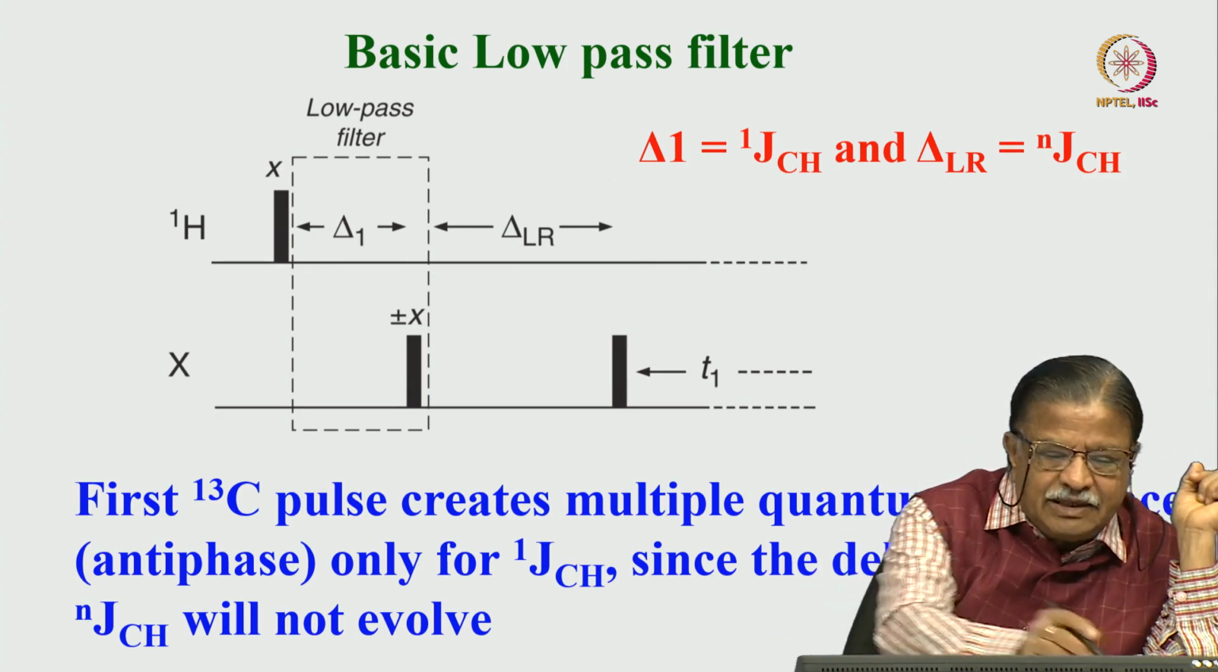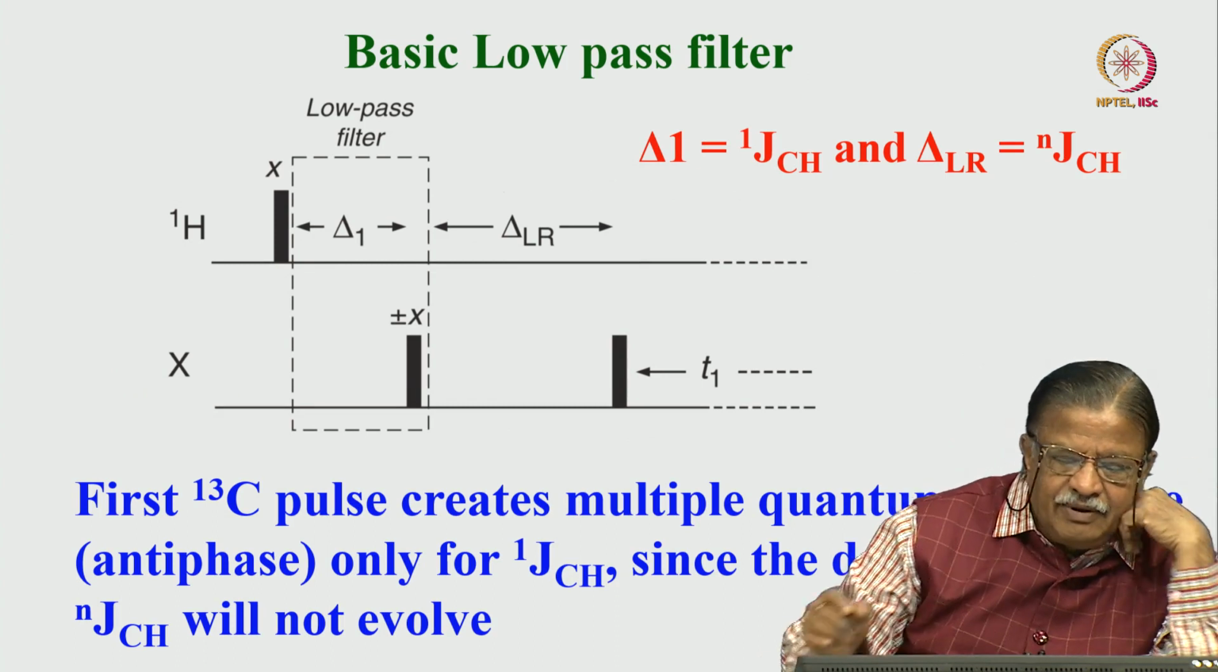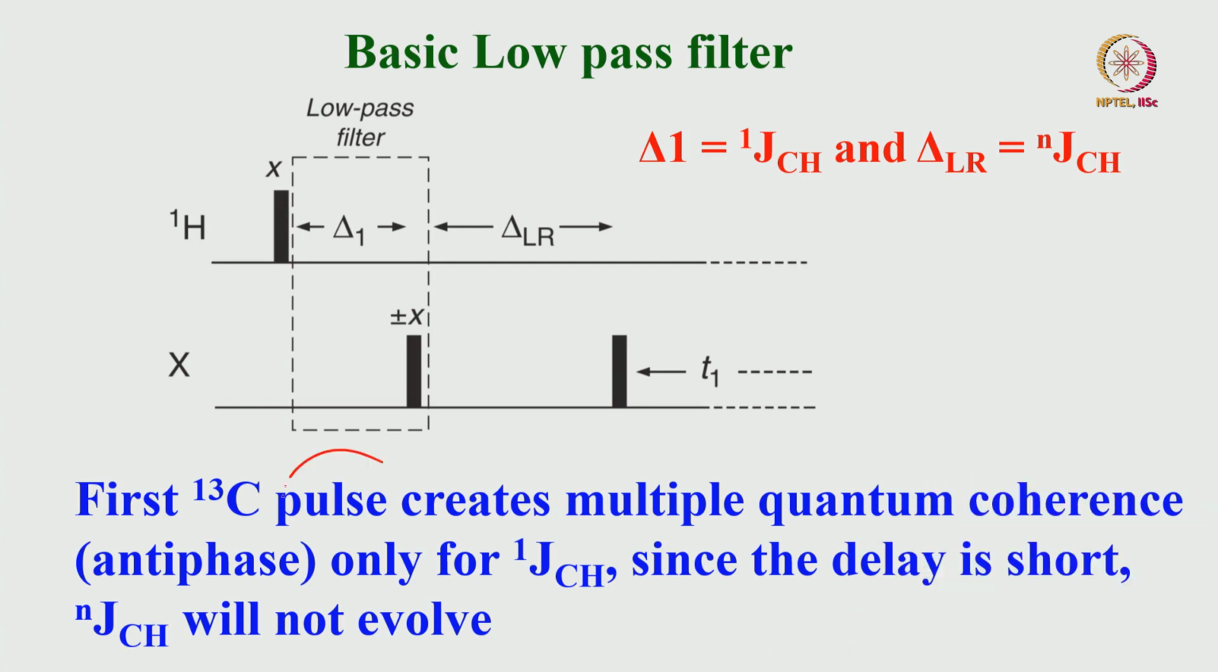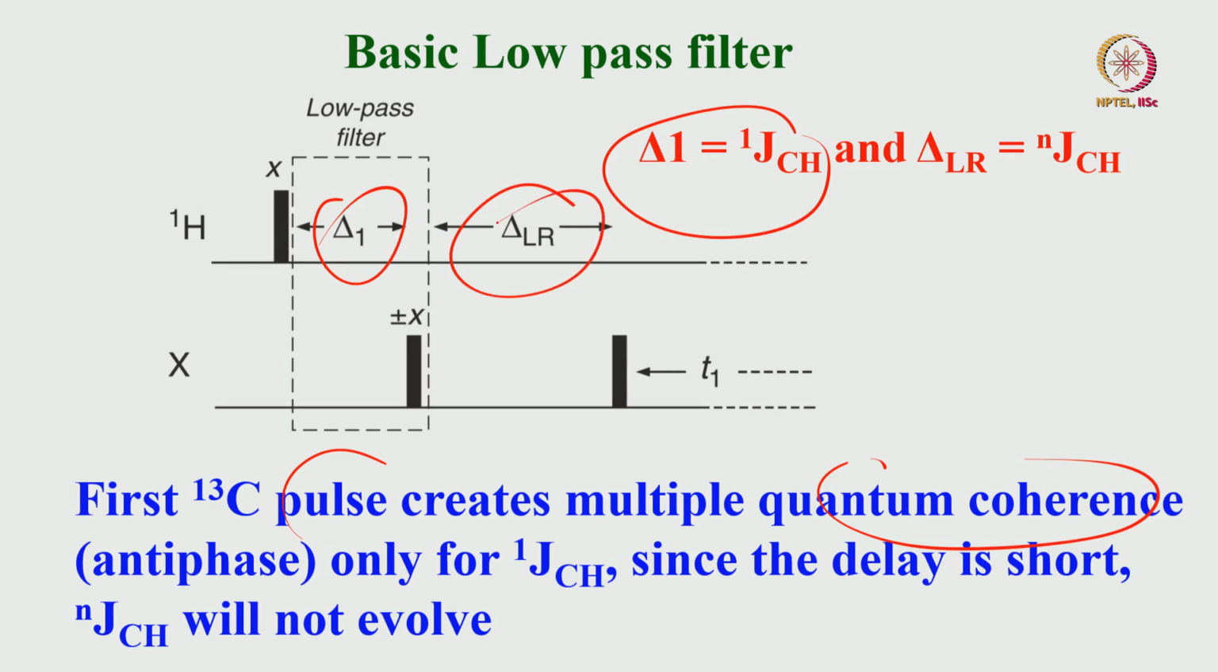Okay, and this is the usual sequence. The low pass filter is put in such a way that the first carbon 13 pulse creates multiple quantum coherence, that is for 1JCH only. Delta 1 is set for 1JCH, this filter. LR is for long range. Delta 1 is for one bond. So this delta 1 is set for 1JCH as a low pass filter, and this creates multiple quantum only for one bond CH because it is calculated for that value.